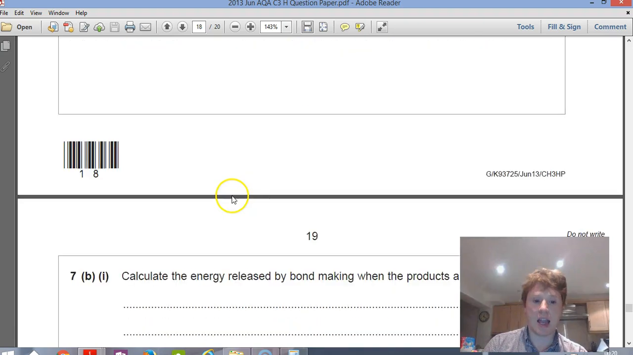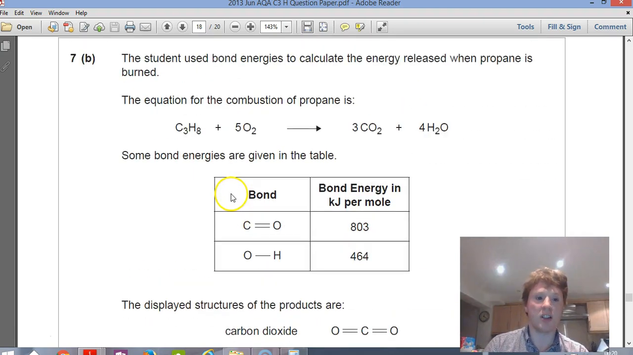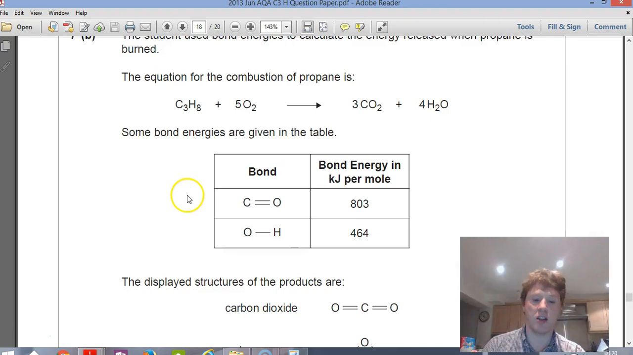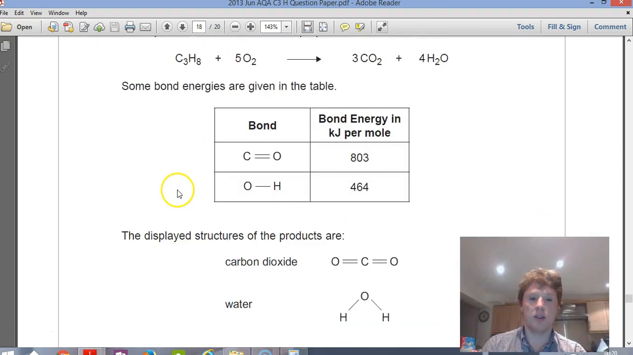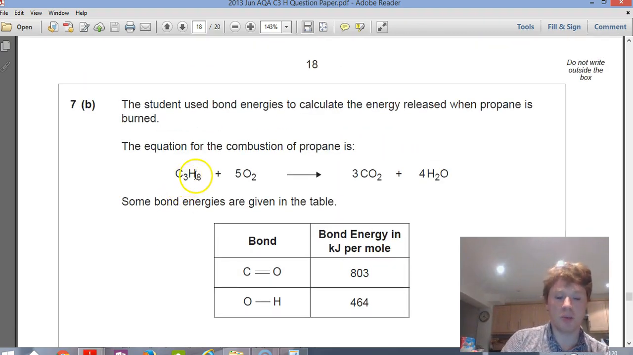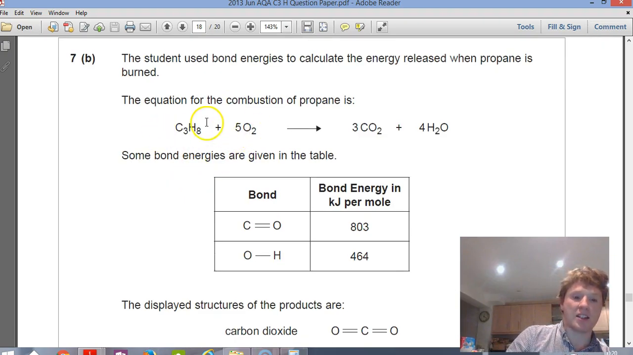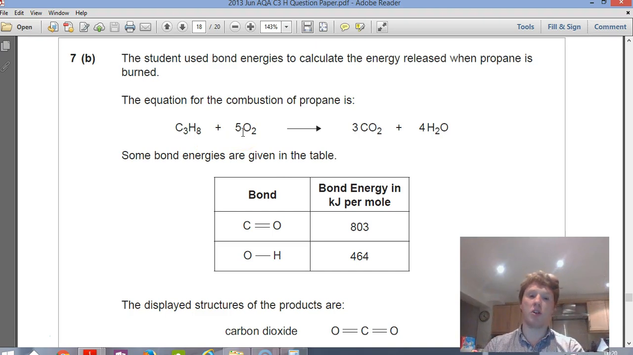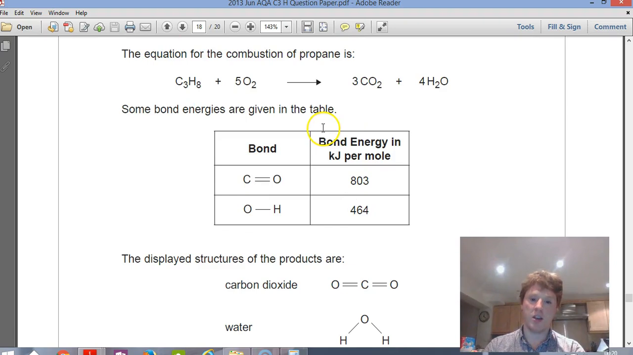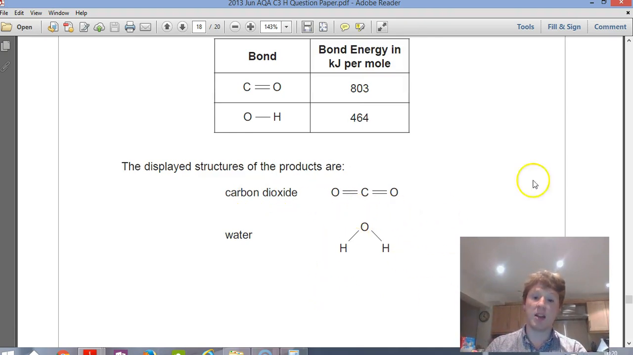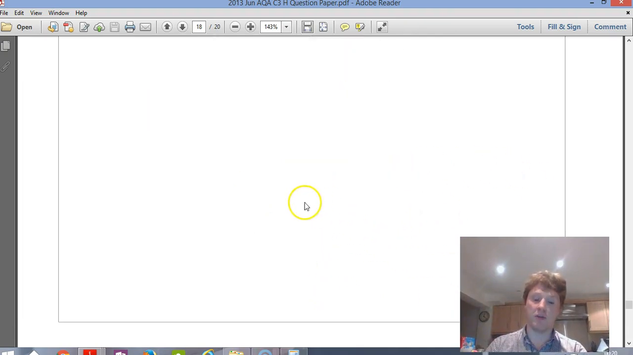we're getting there. Question 7b is a bond energy calculation. So, propane is burned. They give you a balanced equation. One propane molecule reacts with five oxygen molecules, makes three carbon dioxides and four waters. So, carbon to oxygen double bond is 803, and oxygen to hydrogen bond is 464. They give you the displayed formulae to show you how many of each bond you've got.